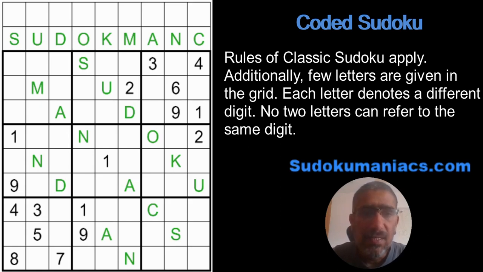So these letters are nothing but code for certain digits. Each letter signifies or denotes a different digit. So basically, no two letters can refer to the same digit. Each letter is a separate digit altogether.